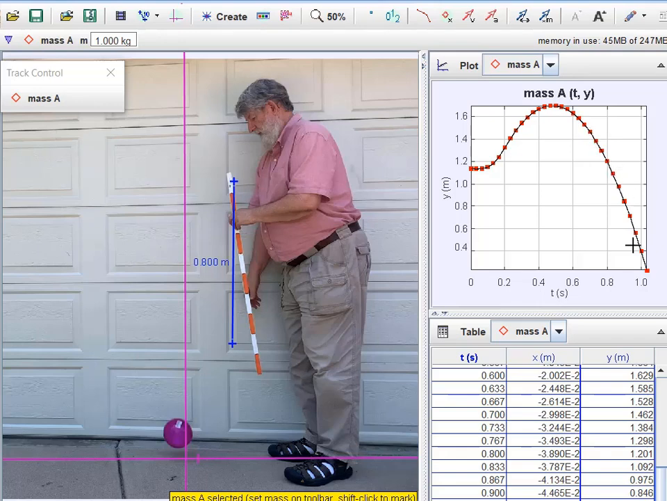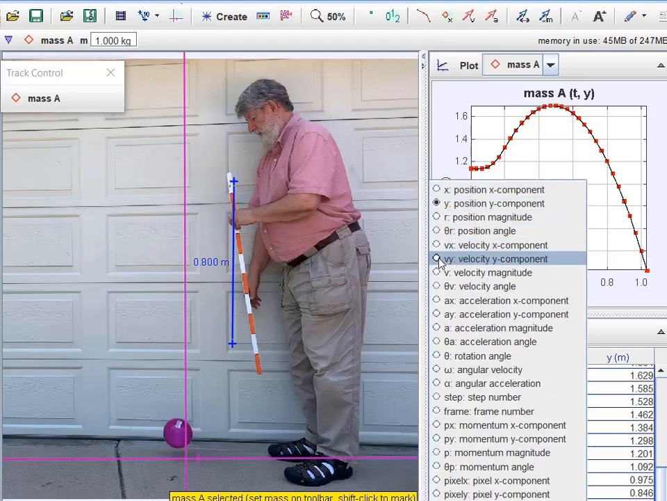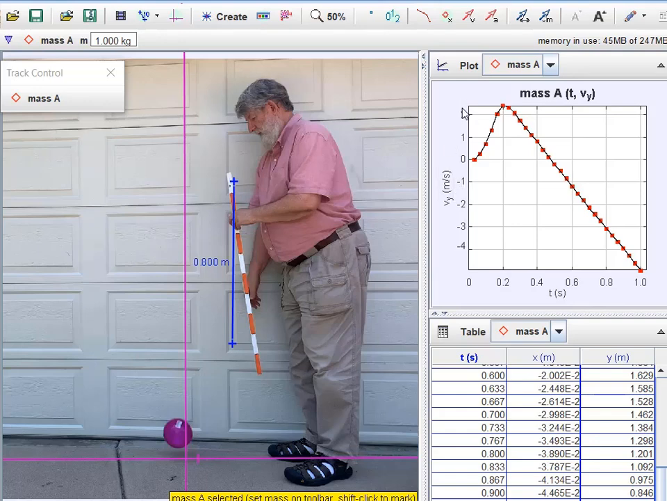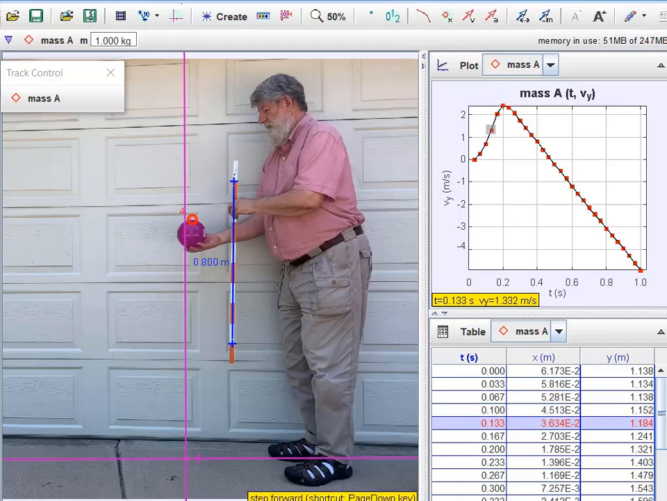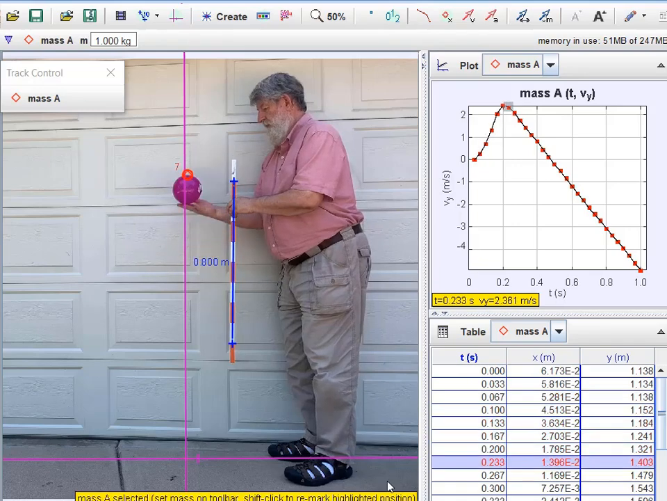Now, we've seen already that if I take the slope of this graph everywhere along the line, it'll give me the velocity. I could do that with the data table. We can also let Tracker do that, so I'm going to do that by saying v sub y. Tracker has calculated the velocities everywhere along this motion. Let's go back to the beginning. I'm just going to step through it, and notice that as I'm pushing it upward, right about here is where I'm letting go, and as soon as I let go, it gets onto this straight line portion of the graph here. It's moving upward at about 2 meters per second, it says here.